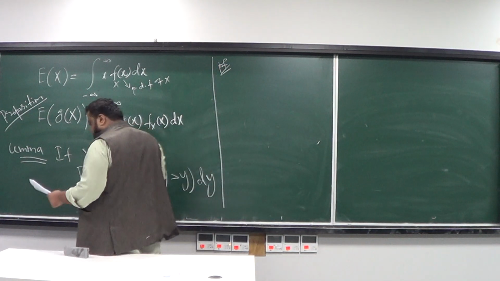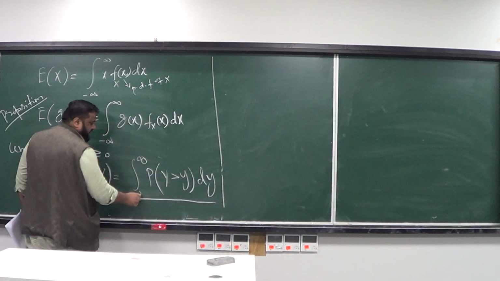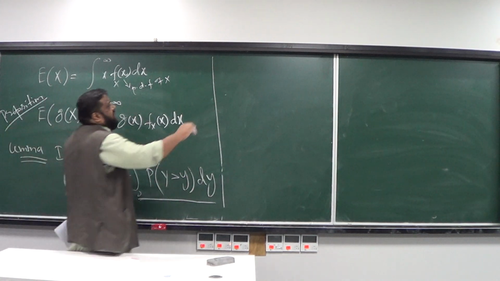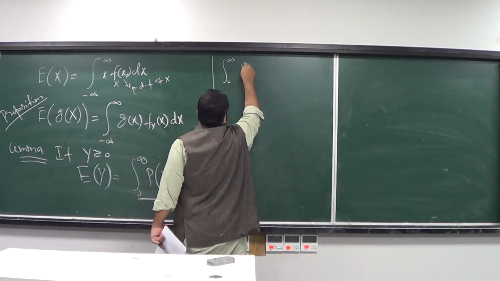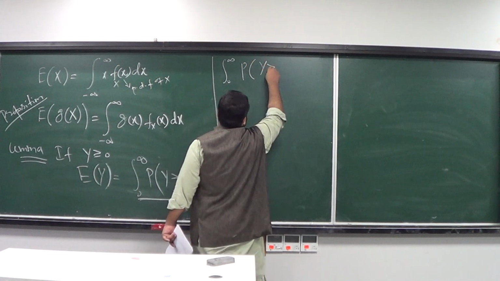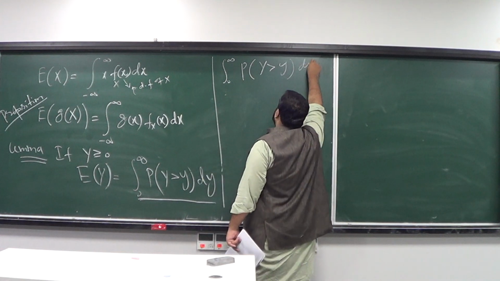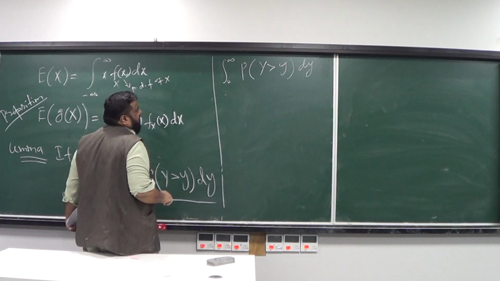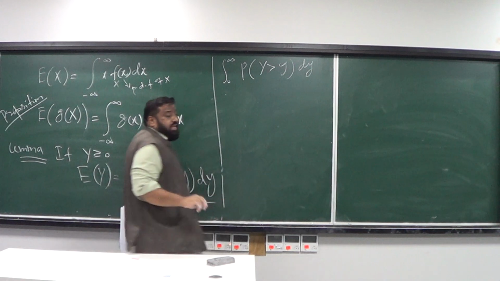In order to prove the identity, let's take this side of the integral and try to show that it's equal to the expectation. Let's start with the integral from 0 to infinity of the probability that Y is bigger than y, with respect to dy. Now, how do we compute integrals for a continuous time random variable?